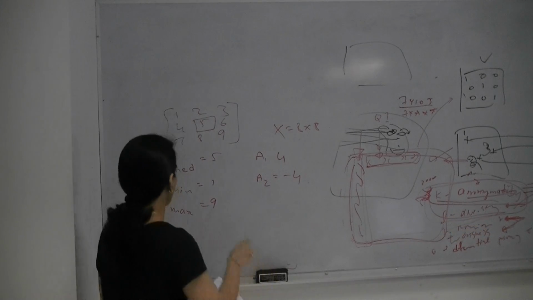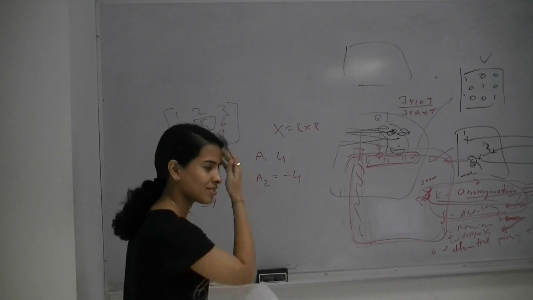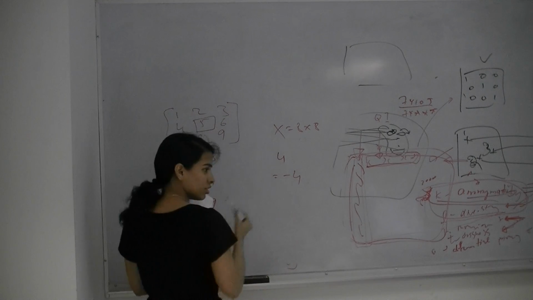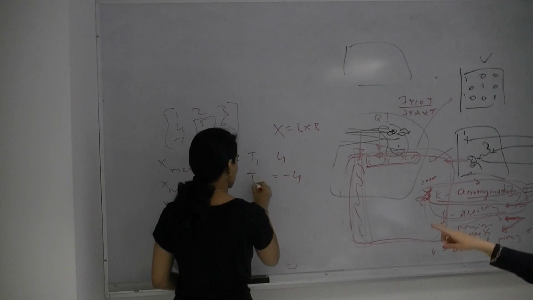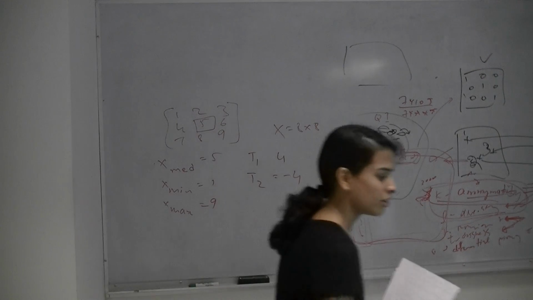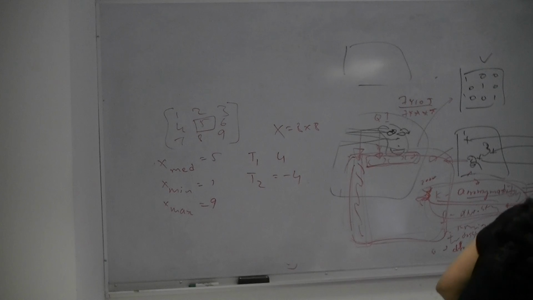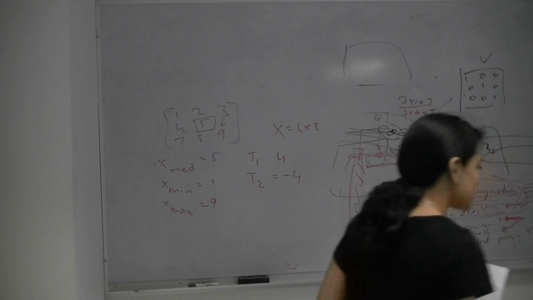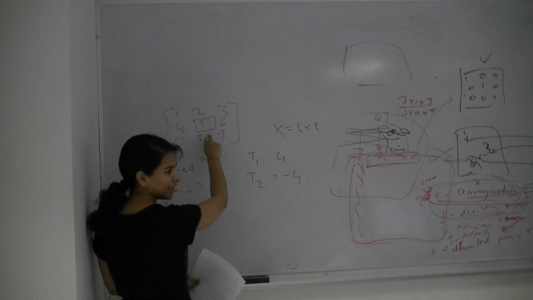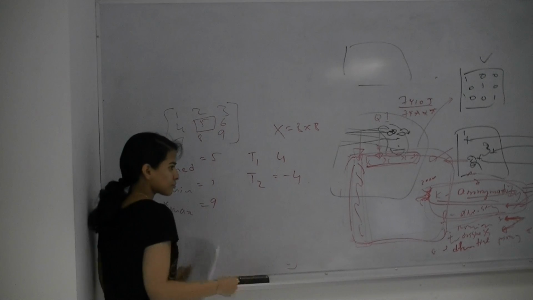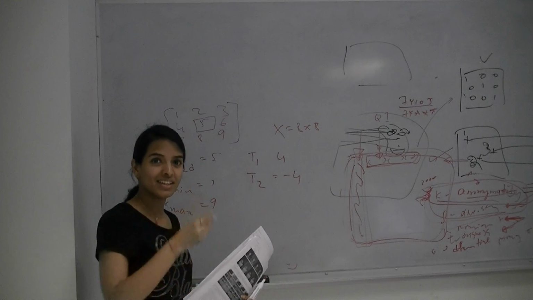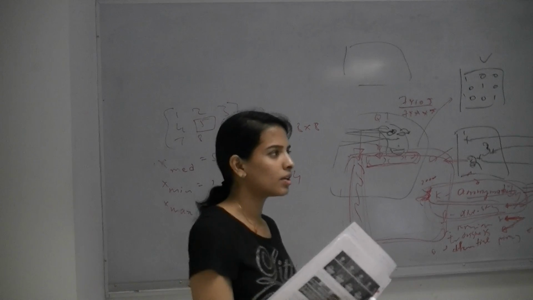A2 is equal to T2. It's minus A1. The T2 is equal to minus T1. No, T2 is equal to x median minus x max, the maximum intensity in the window size and the median value. But it always satisfies, right? How can it be not satisfied?